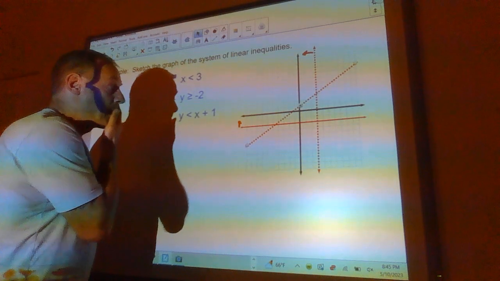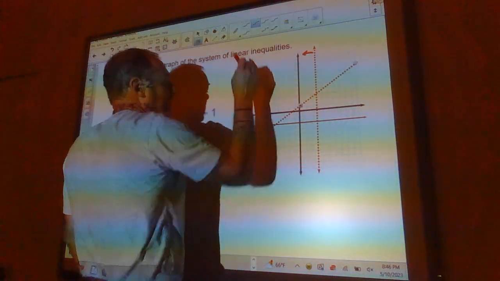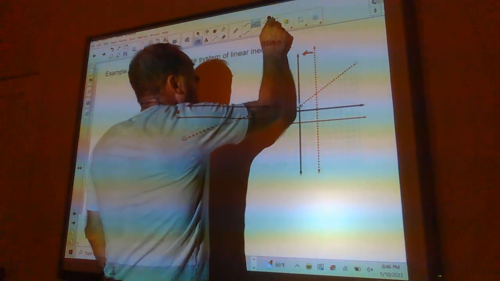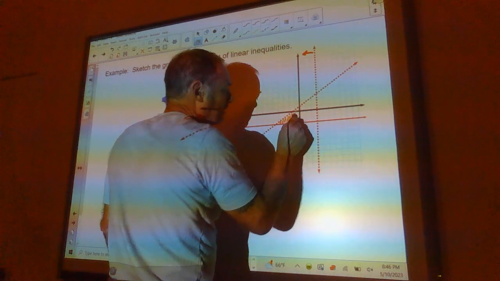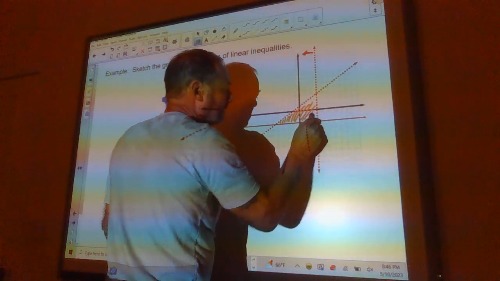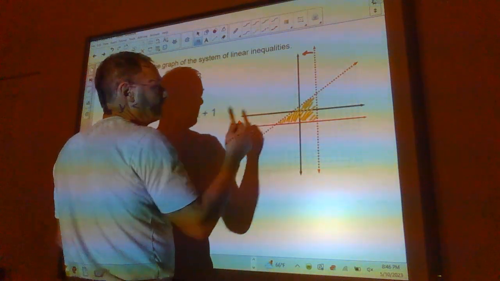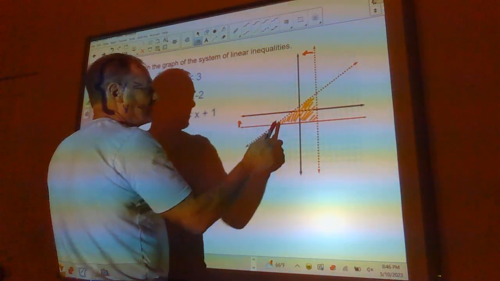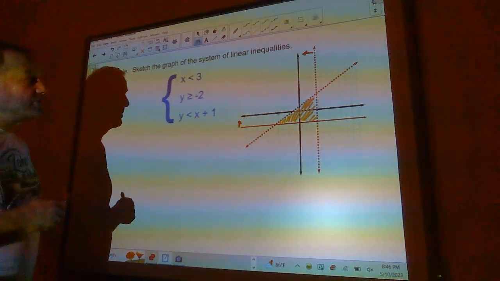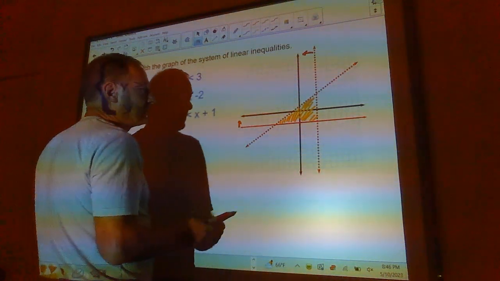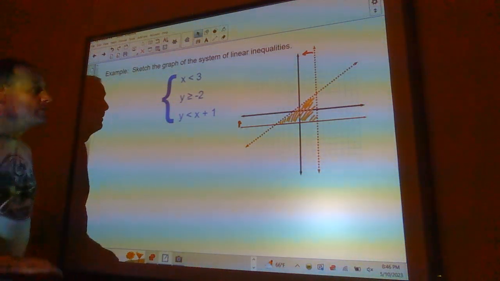Now where do I want to shade? I want to shade in here because this is the part that's to the left of this line, it's above this line, and it's below this line. So that's my solution set. Any point inside of there would be a solution to all of these.